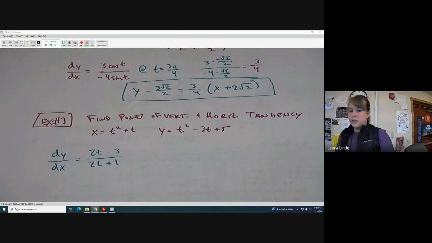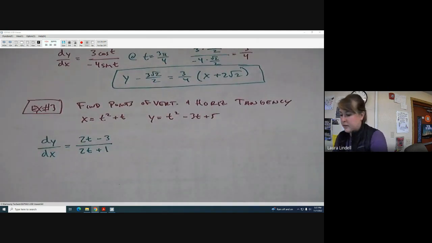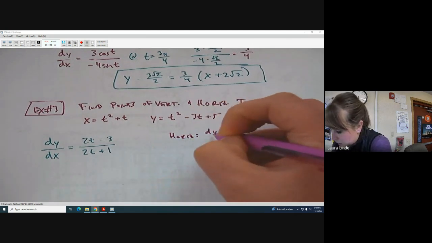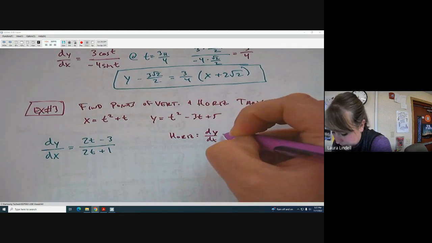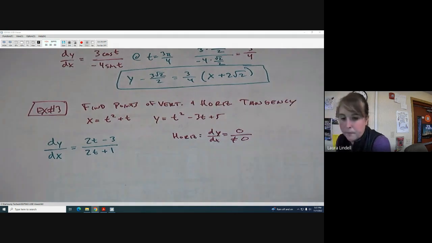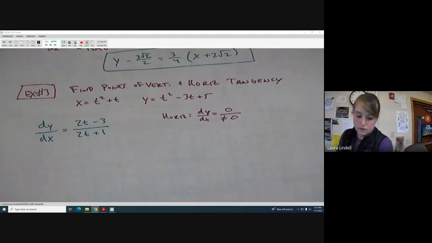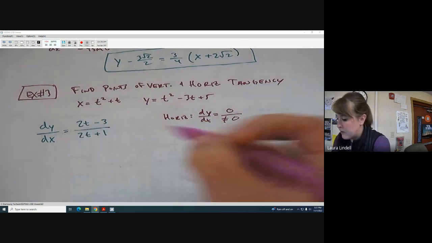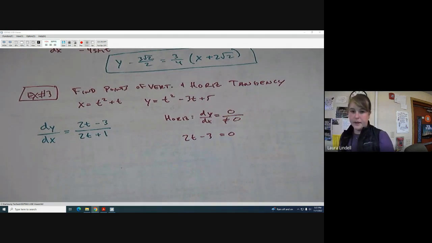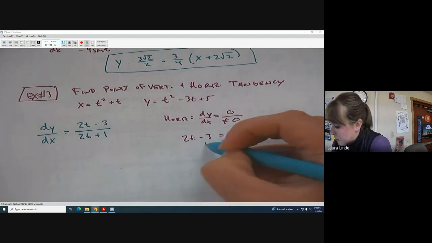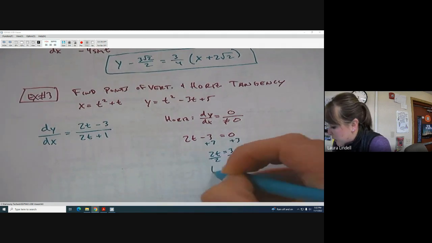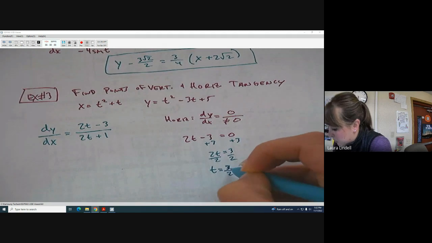Okay, so looking at points of tangency for horizontal, we need dy dx such that we have it in the format 0 over something that is not 0. So we need the top to be 0 while the bottom is not 0. So what we can do is take the numerator, 2t minus 3, and set it equal to 0 and see what we get. So plus 3, we get 2t equals 3. We get t equals 3 over 2.